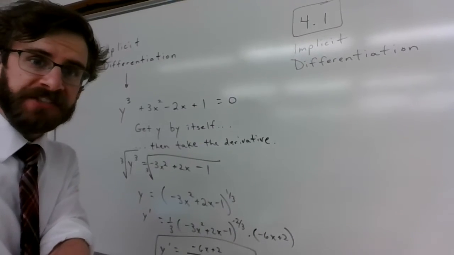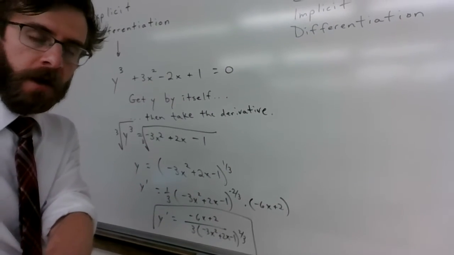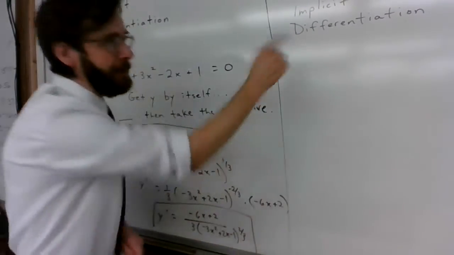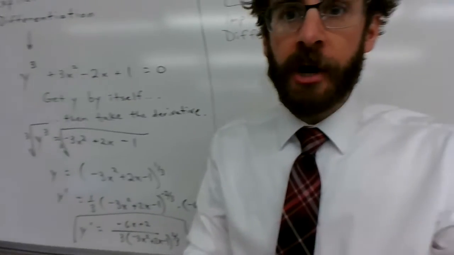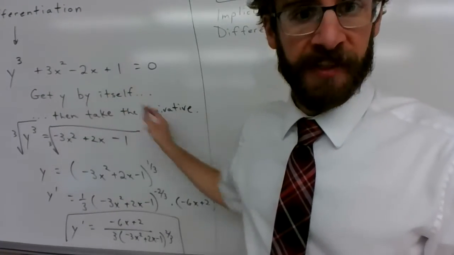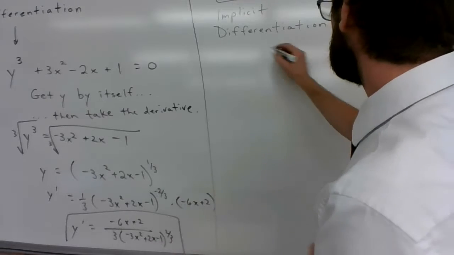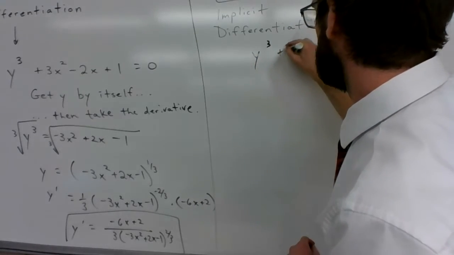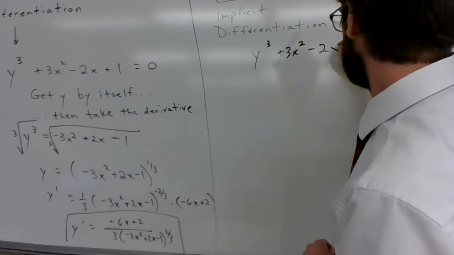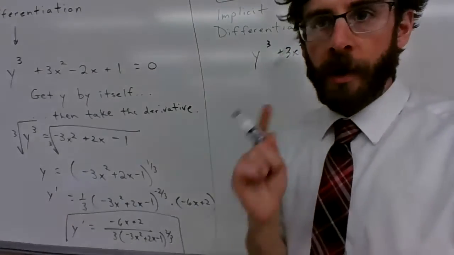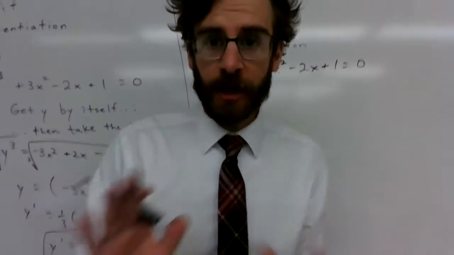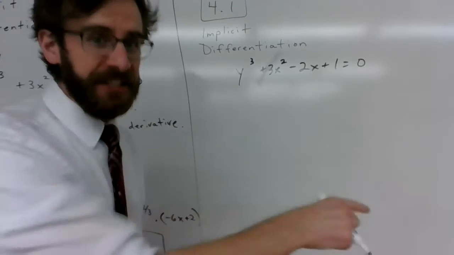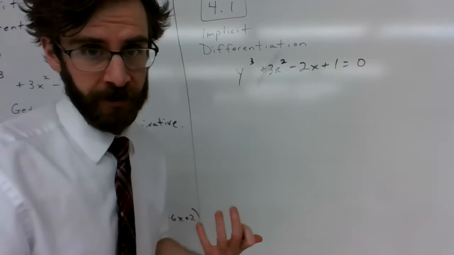Okay? That's explicit differentiation. What I'm going to introduce you guys today is something called implicit, which means we are not going to get y by itself and then take the derivative. What we're going to do is take the equation as is and then just instantly take the derivative with respect to a variable.